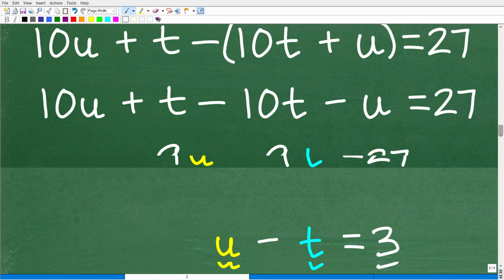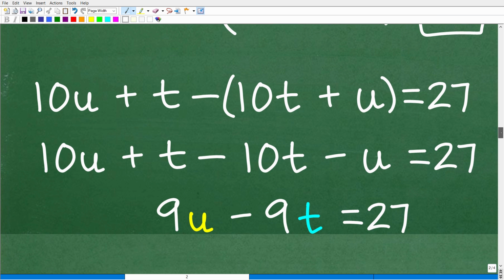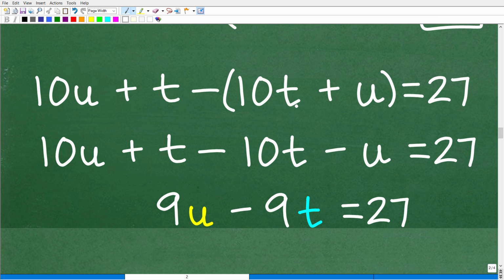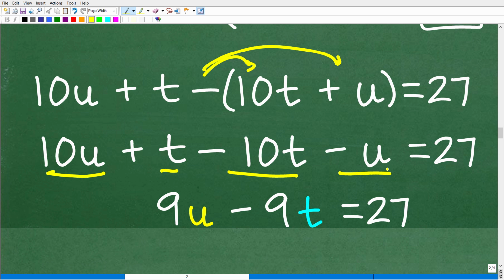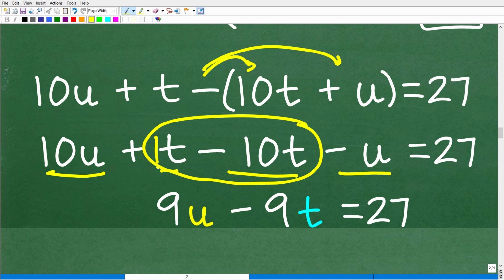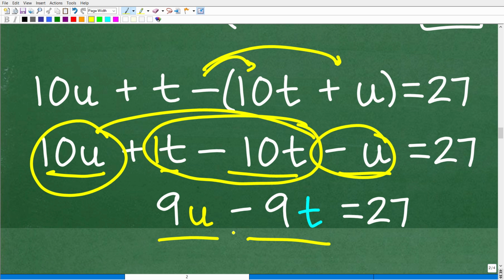Let's go ahead and clean this up. So we have 10u plus t minus (10t plus u) is equal to 27. Now we have the lovely distributive property here. We multiply this negative times the 10t and this negative times the u. So I have 10u plus a positive t minus 10t minus u. Now when we combine like terms, what are we going to get? Well, t minus 10t is going to be a negative 9t, and then a positive 10u minus this u gives us a positive 9u is equal to 27.